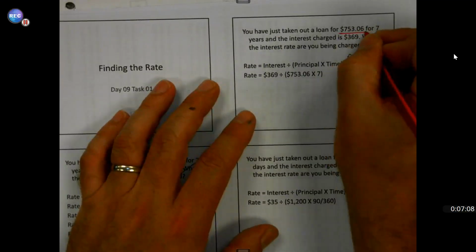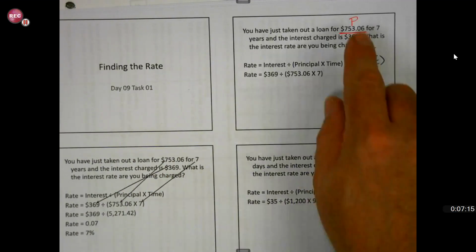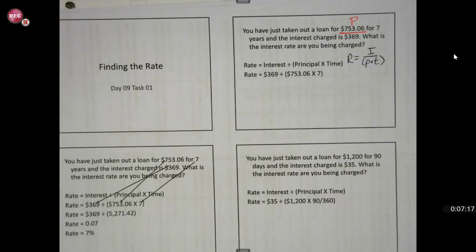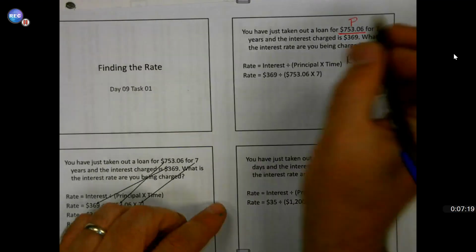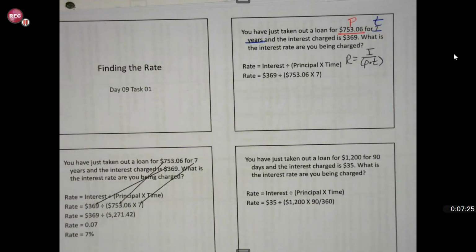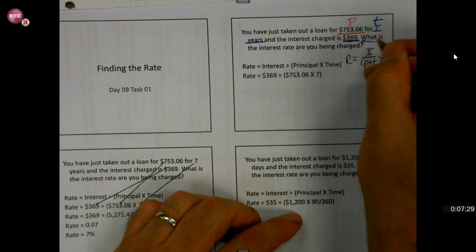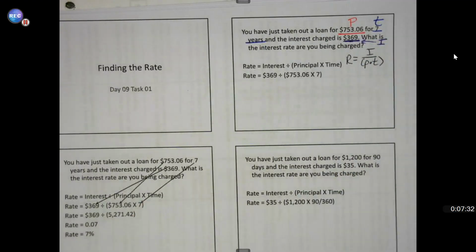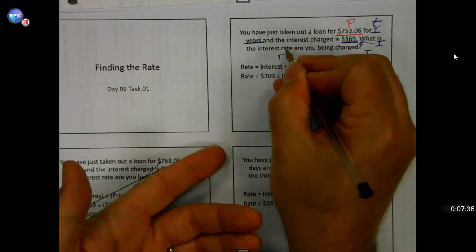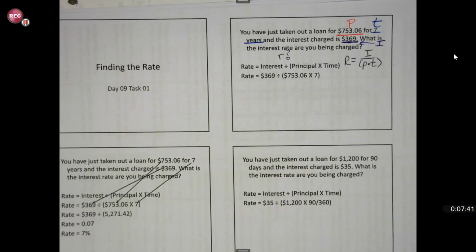I can just go to the problem and say, okay, I took out a loan for $753.06. That's my principal. That's how much I'm starting with. For 7 years, there's my time. And the interest charged is $369. Okay, the interest, not the rate. What is the rate? R is the mystery value that we're looking for.